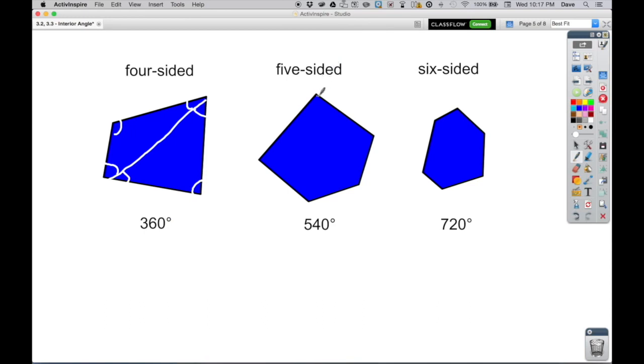I could do the same thing with the five-sided shape. I could start at, let's say, this vertex, cut off the top to create one triangle, go from that same vertex and cut through here to this spot, and then I get two more triangles. So one triangle plus two triangles, it's three triangles with 180 degrees apiece, and that's where the 540 comes from.